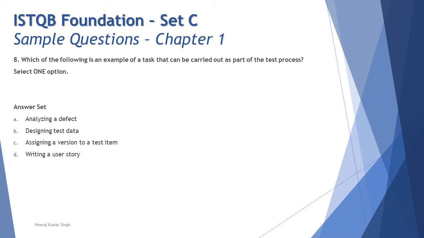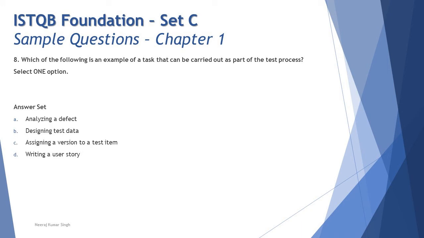Now, of course, writing a user story is something which is done by a business analyst or maybe a product owner if you're talking about Agile as a methodology, because user story is specific to Agile and is written by the product owner. It's not a test process activity or task. C, assigning a version to a test item. The text does not match the description of the component test.